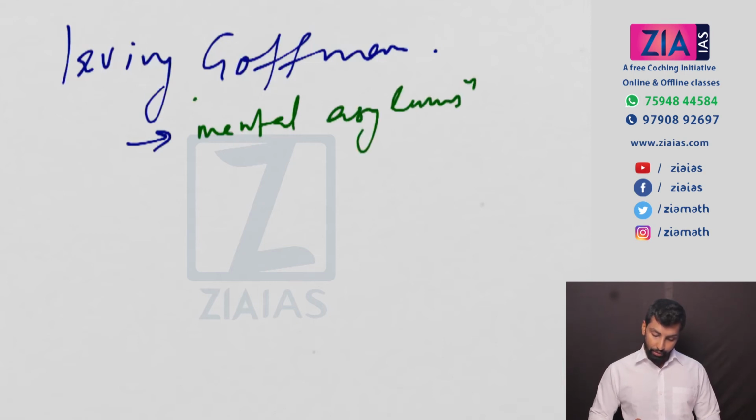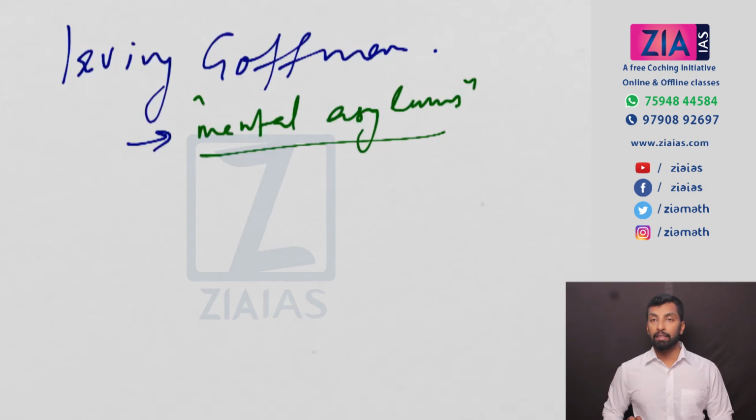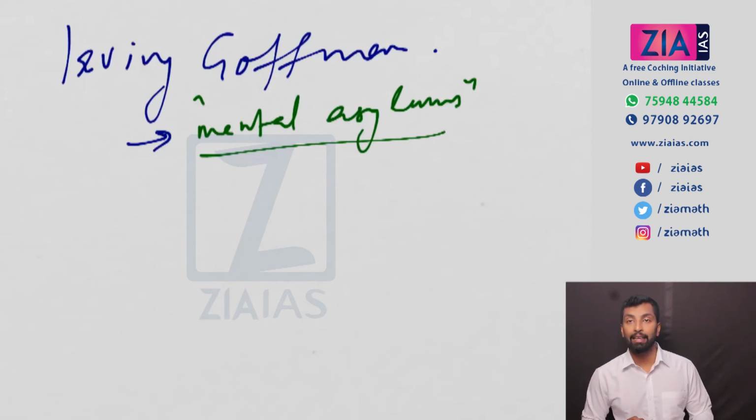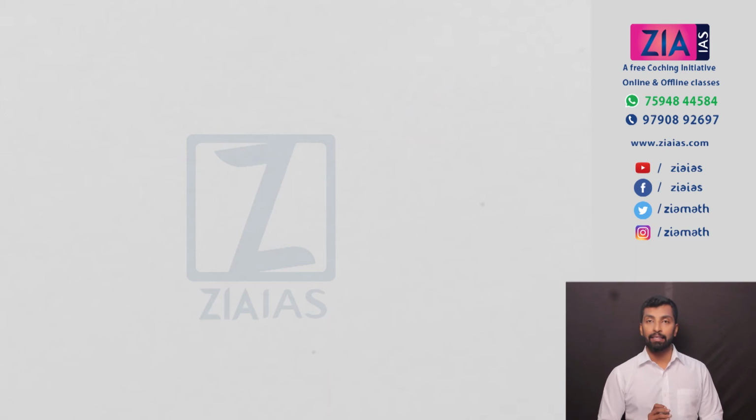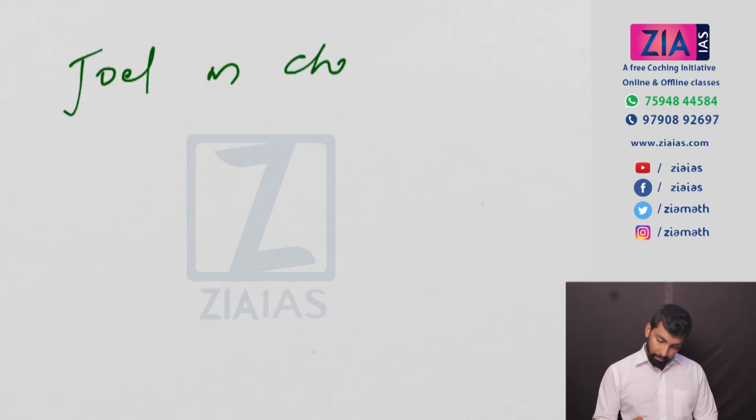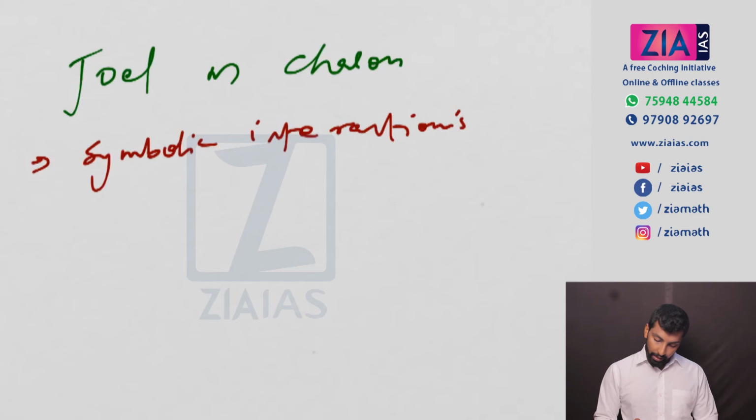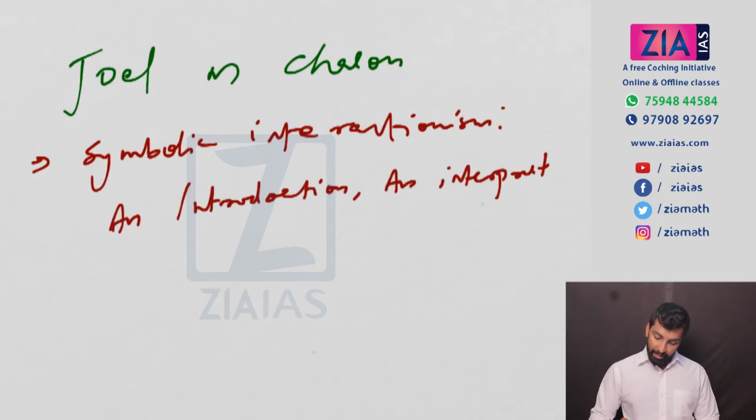You can write he is also one of the pioneers in symbolic interactionism, and you can see the use of symbolic interactionism in the studies of mental asylums. Okay, now one more important thing that you can write under symbolic interactionism is Joel M. Charon. His book is Symbolic Interactionism: an Introduction, an Interpretation, and an Integration.